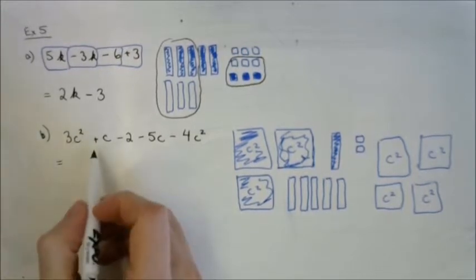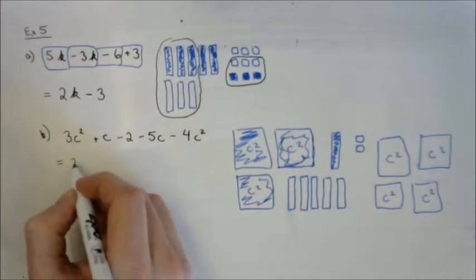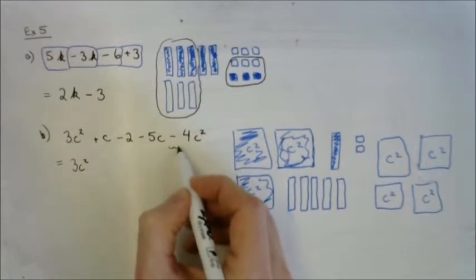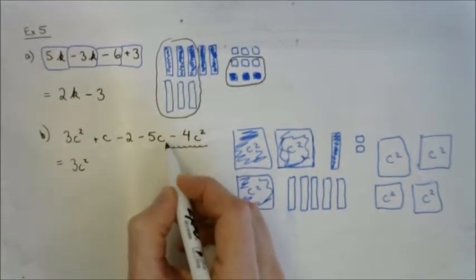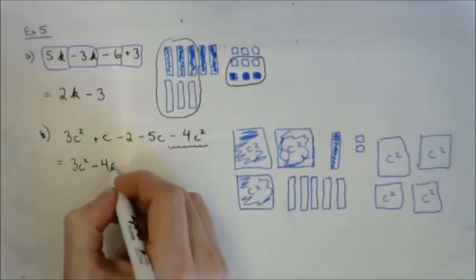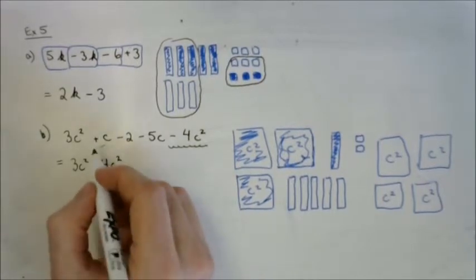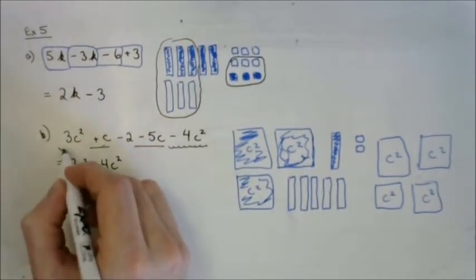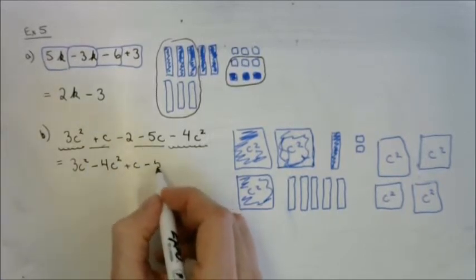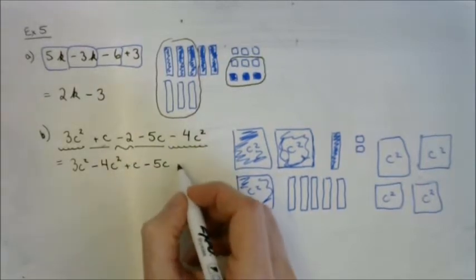Remember that the sign in front of the term sticks with that term. So here we have 3c squared, and I'm going to look for my other c squared, and I'm going to bring him next, keeping the negative sign with him, so I know it's -4c squared. Then I'm going to look for all of my terms that have c. Well, there's one, and there's one. I'm going to have plus c and -5c. And then I have one constant, which is just -2.